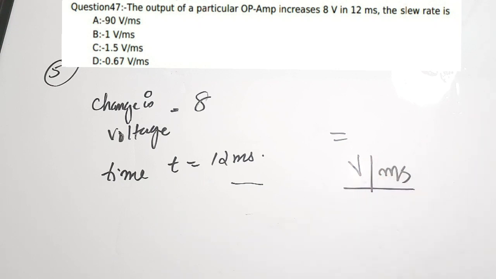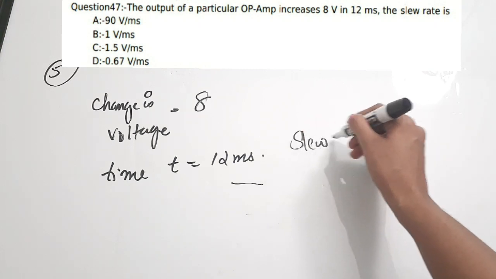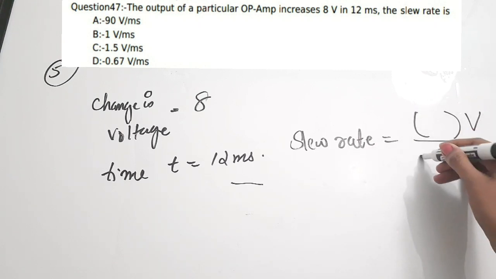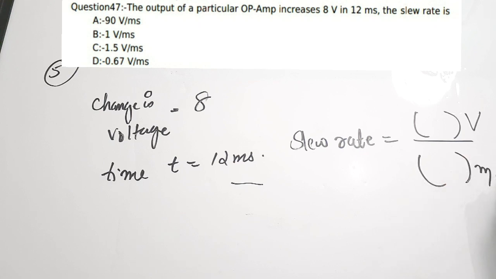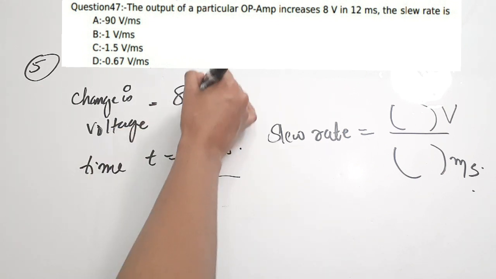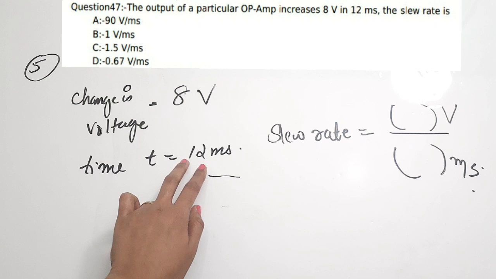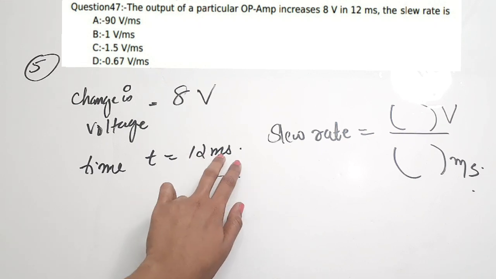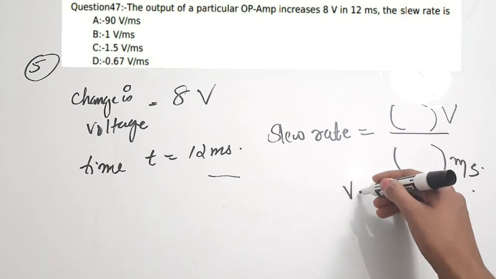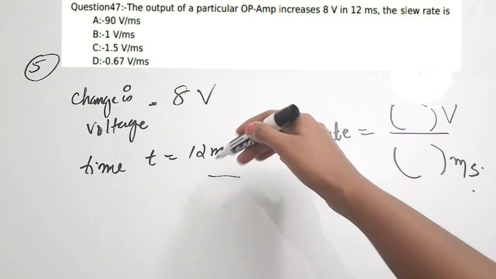So this indicates that here we are calculating the slew rate as the rate of change in how many volts with respect to the time in milliseconds. That's why the unit is volt per millisecond. Here it is directly given as a change of 8 volt and time is 12 milliseconds, so you don't have to convert the time. In some questions, all the options will be given in volt per microsecond. Then you have to convert the millisecond to microseconds.